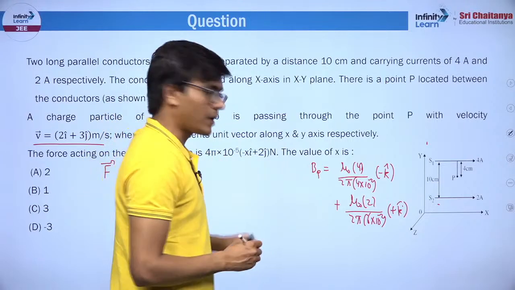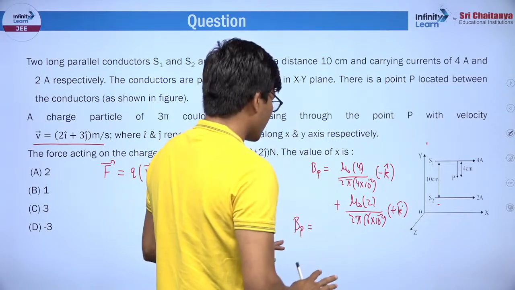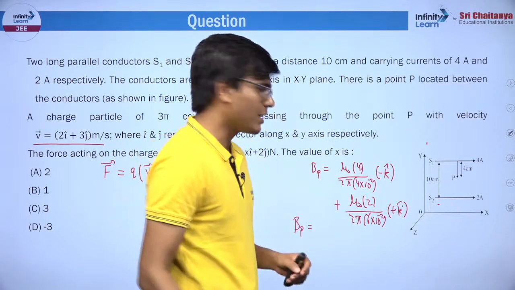So this is how your magnetic field is. Let me simplify it. Do not get stuck in the calculation, and do not put in mu naught blindly.